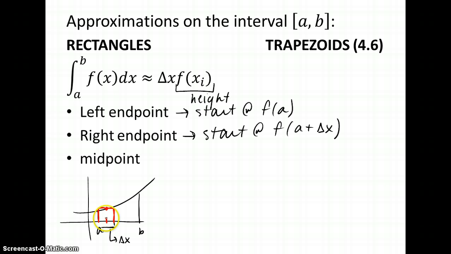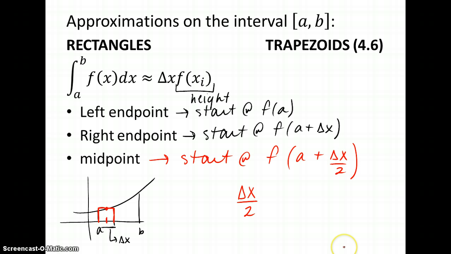So where does this value come from? It's the width of the interval divided by 2. It's the middle of this interval here. So for midpoint approximations, we always start at the value f of a plus delta x over 2. We can't start at the left or the right endpoint of the interval. We start at the middle of the interval.